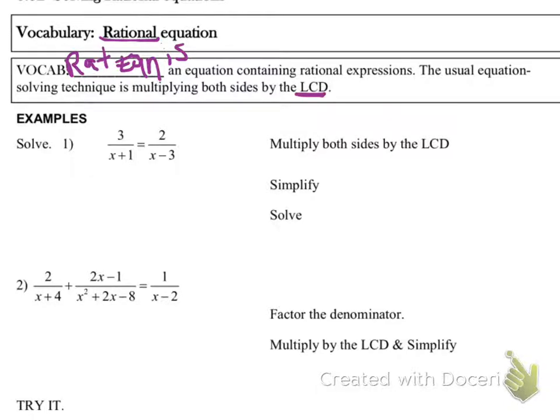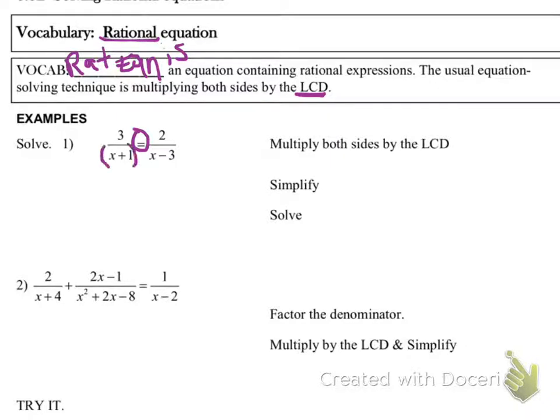So remember, equation just means you're going to have this equal sign in the middle. We did other operations such as addition, subtraction, multiplication, division. We did all of those already. Okay, this is now an equation. So, multiply both sides by the LCD.